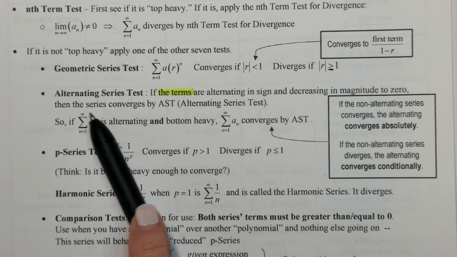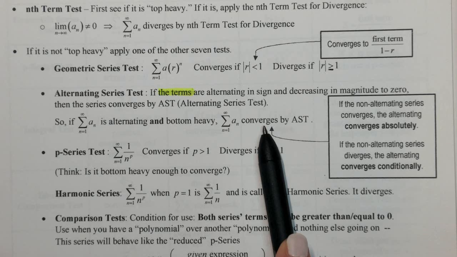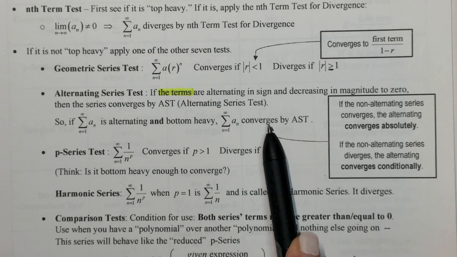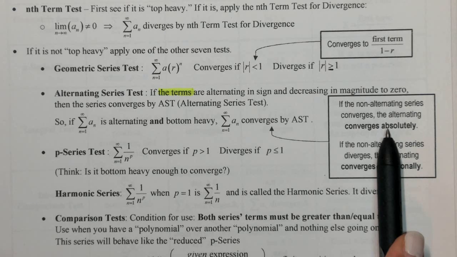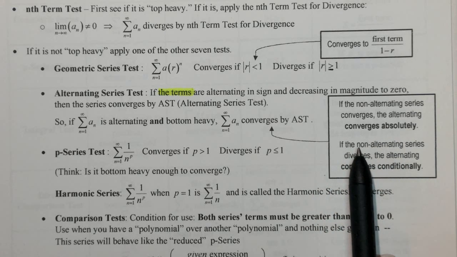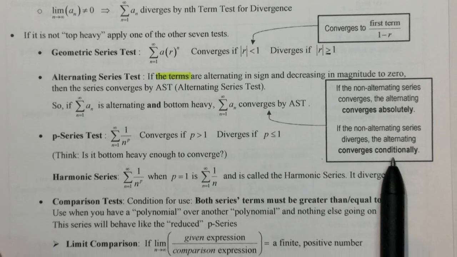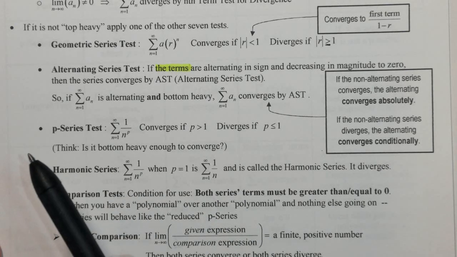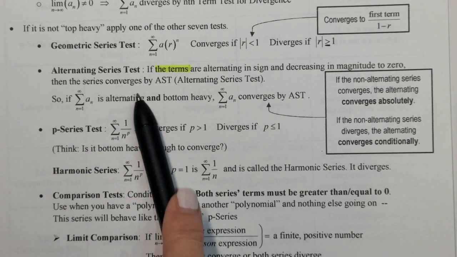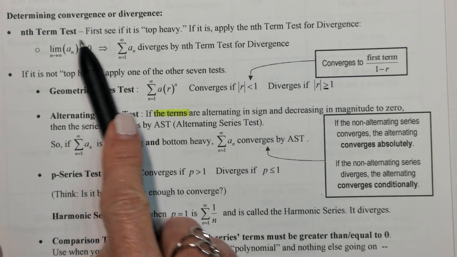If this is alternating and bottom heavy, then it converges. Now, it can converge absolutely or conditionally. If it would converge even if it was not alternating, then that's absolute convergence. If it converges only because it is alternating, then it converges conditionally. You cannot diverge by alternating series test. If a series diverges after you've applied the alternating series test, then it diverges by nth term test because it must be top heavy.